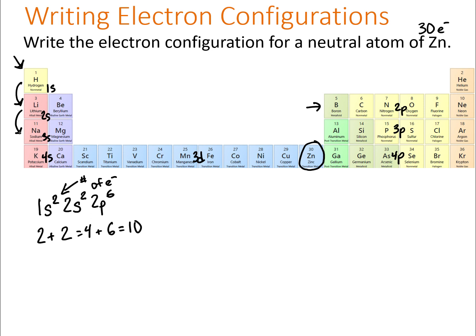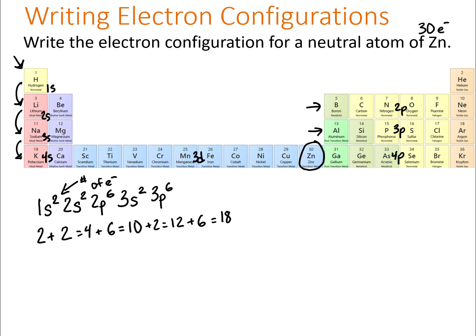We move on to n equals 3. This is the third row. Fill the 3s. It can only hold another 2 electrons. So now we're at 12. We fill the 3p and add on another 6 electrons. Now we're at 18.